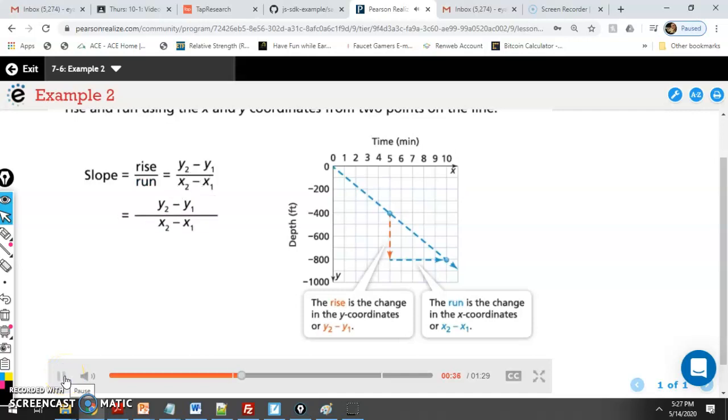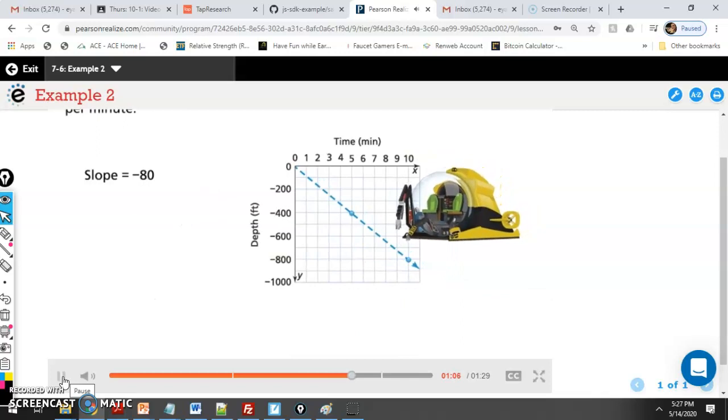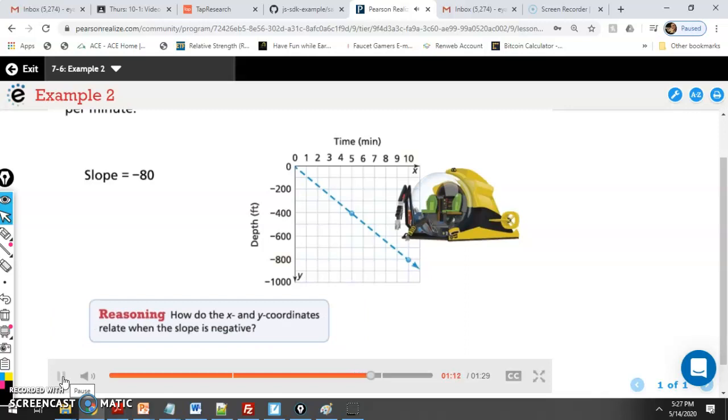Now substitute values for the variables. For the first point, the x-coordinate is 5, and the y-coordinate is -400. For the second point, the x-coordinate is 10, and the y-coordinate is -800. Now simplify the fraction. The numerator is -400, and the denominator is 5, so the fraction simplifies to -80. There you go. The slope of the line is -80. The submarine is descending at a rate of 80 feet per minute. How do the x and y coordinates relate when the slope is negative?